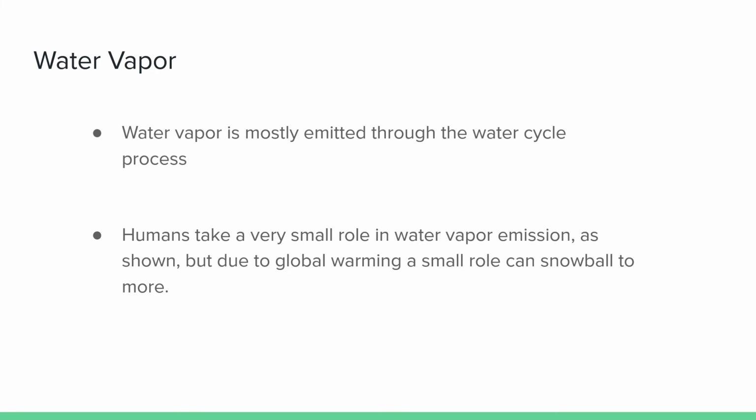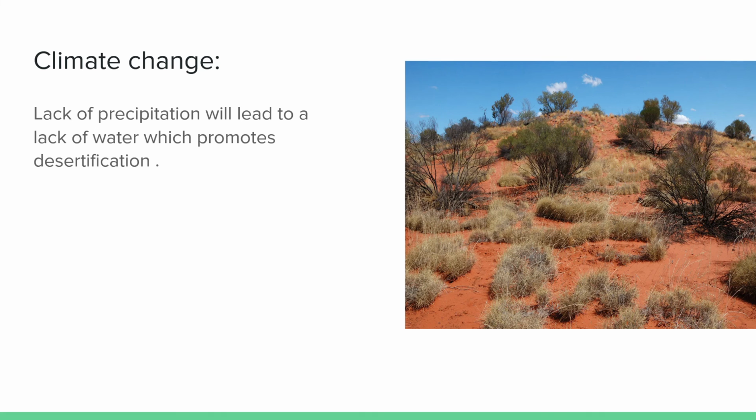So some known facts. Water vapor is mostly emitted through the water cycle process. While humans do contribute through it, it is a small part. But due to global warming, a small part can snowball into something more. And this all can have an impact on the climate.